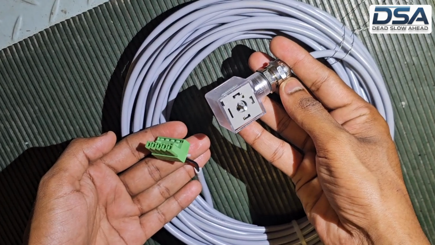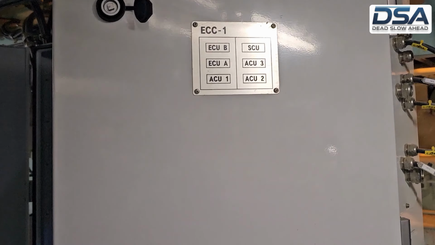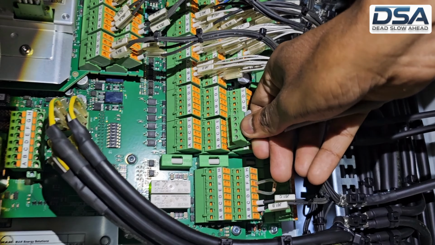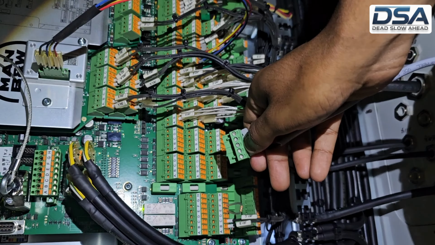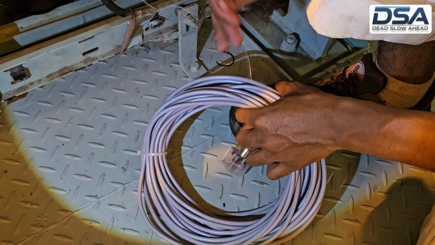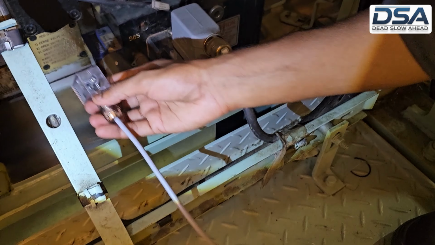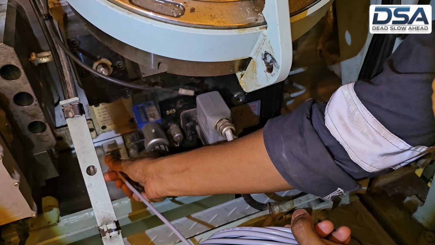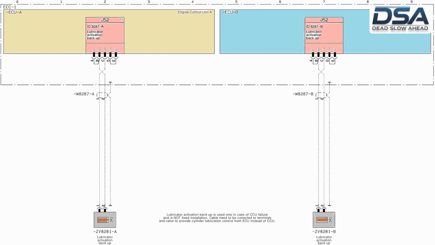There are two ends of this cable. One end of the cable is connected to the J52 slot of the MPCU of ECU A, or you can also connect to ECU B, because both ECU A and ECU B are running in parallel, and one of them is kept as standby. So you can connect either of them. Now the other end of the cable, as you can see in the picture, is connected directly to the lubricator solenoid valve of that particular defective unit. This will allow the lubricator to receive the feed rate command directly from the ECU A.